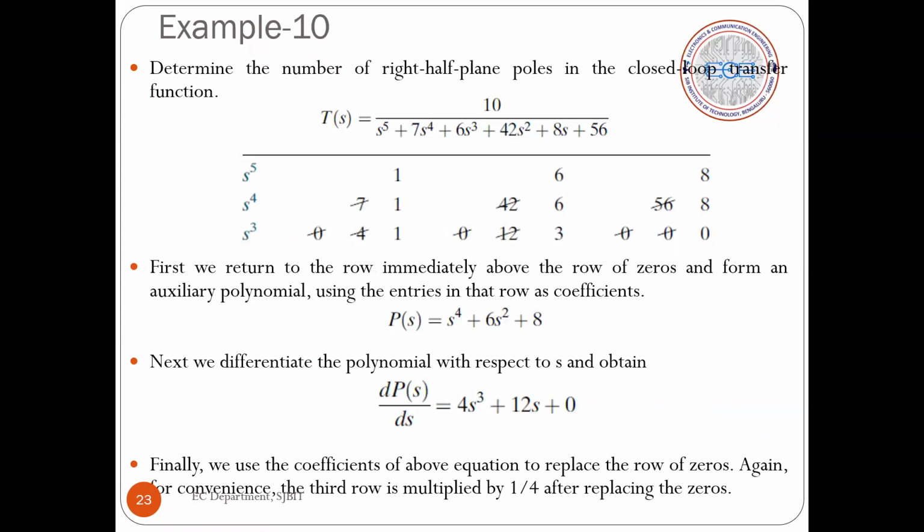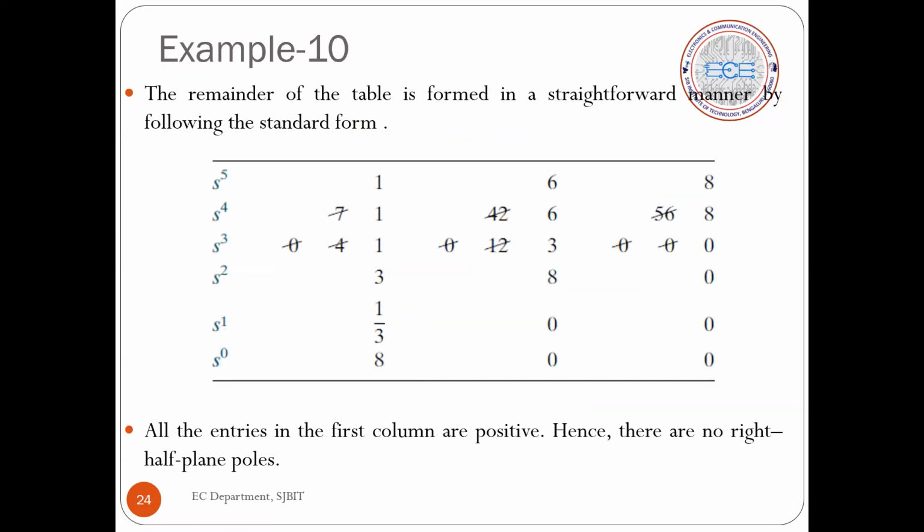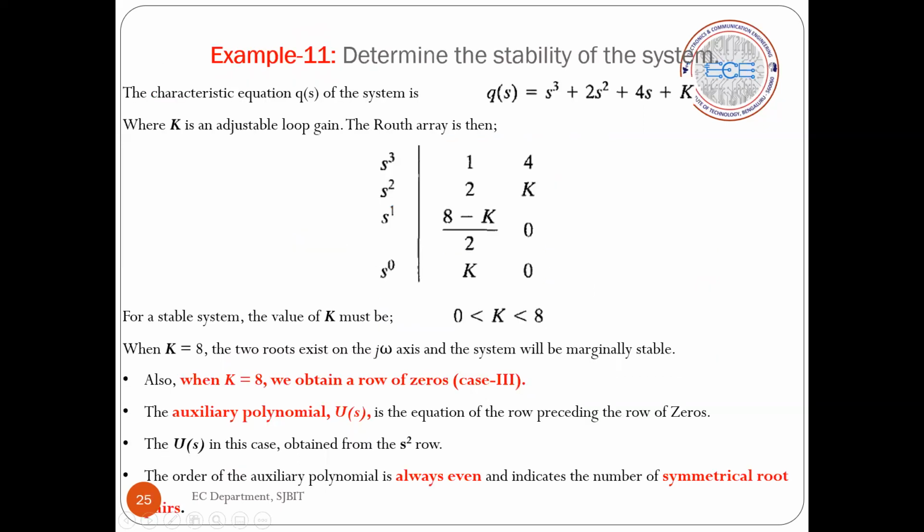So if I refer to the question, what was the question? For the given transfer function, I have to find how many roots or how many poles are to the right of the S plane. So what is the conclusion? Since there is no sign change, there are no roots to the right of the S plane. That's all. We have the next question.